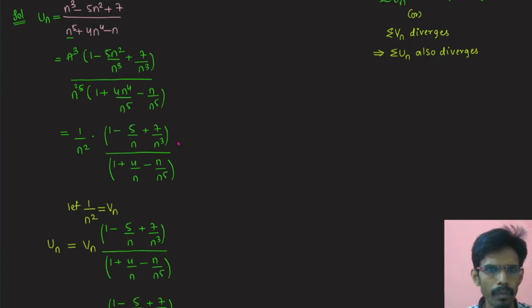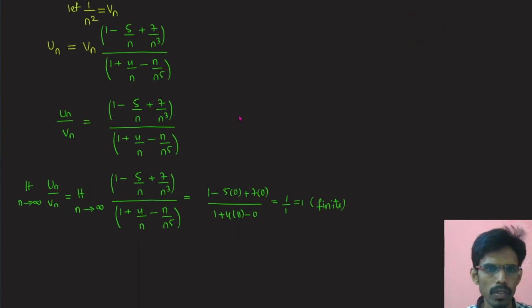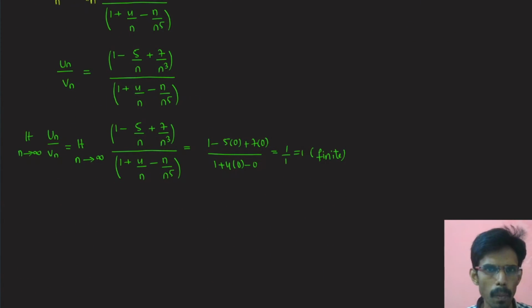Here we can cancel this n and I'll get 1 by n power of 4 here. Same here also. 1 by n power of 4 everywhere.